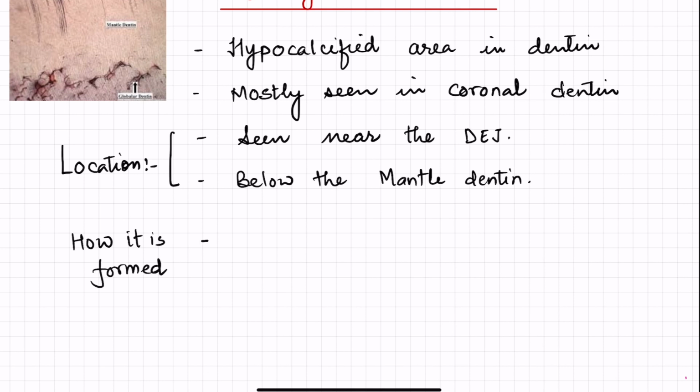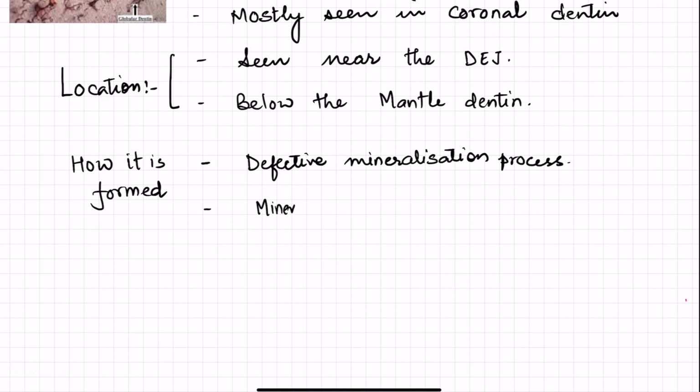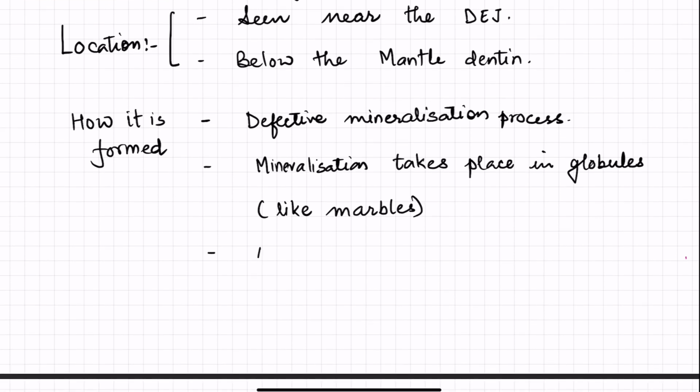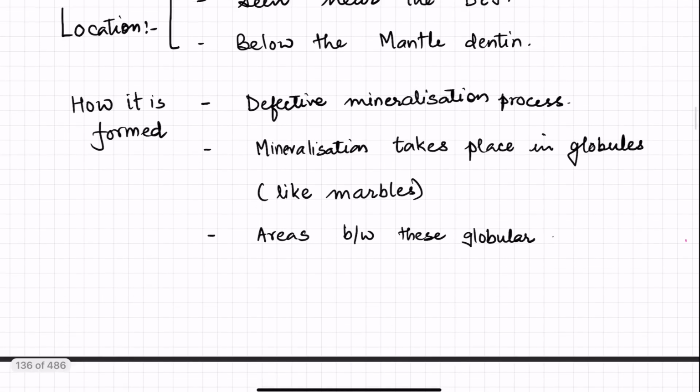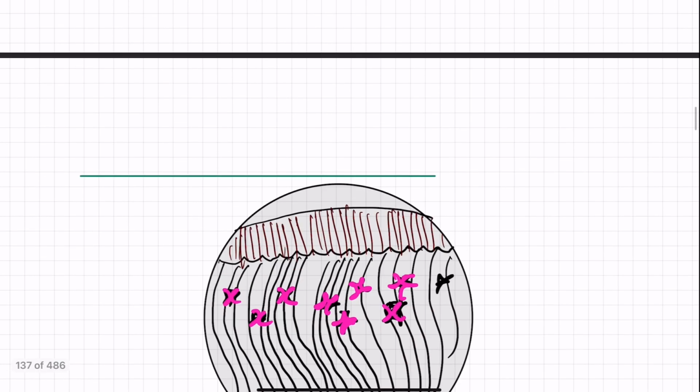How is it formed? As it is a hypocalcified area, it is formed due to a defective mineralization process, because the mineralization or the calcification takes place in some areas in globular form. That is, mineralization takes place in globules, just like the marbles we play with. If these marbles are kept together, there will be some space in between the marbles. Just like that, the areas between these globular areas remain unmineralized or poorly mineralized.